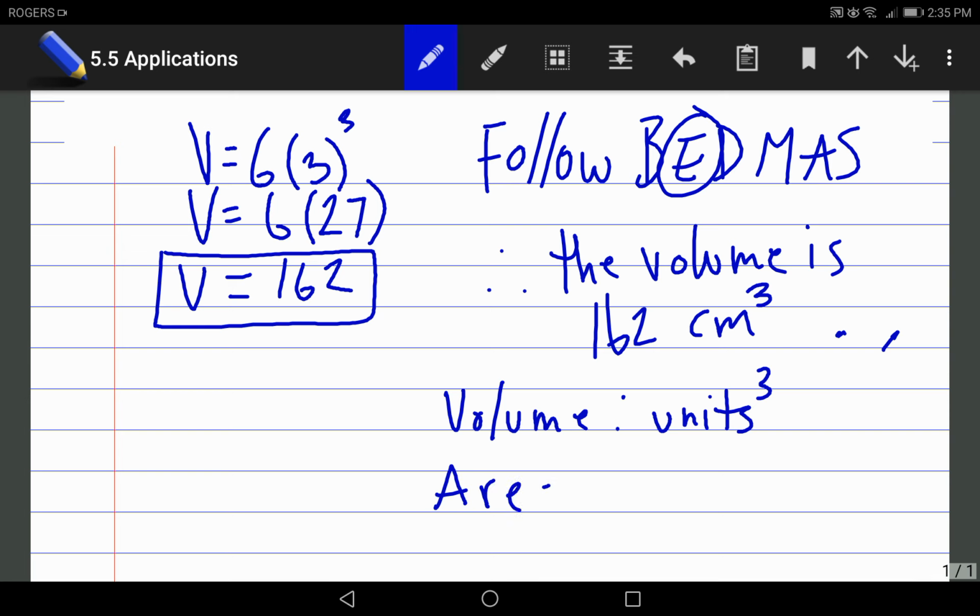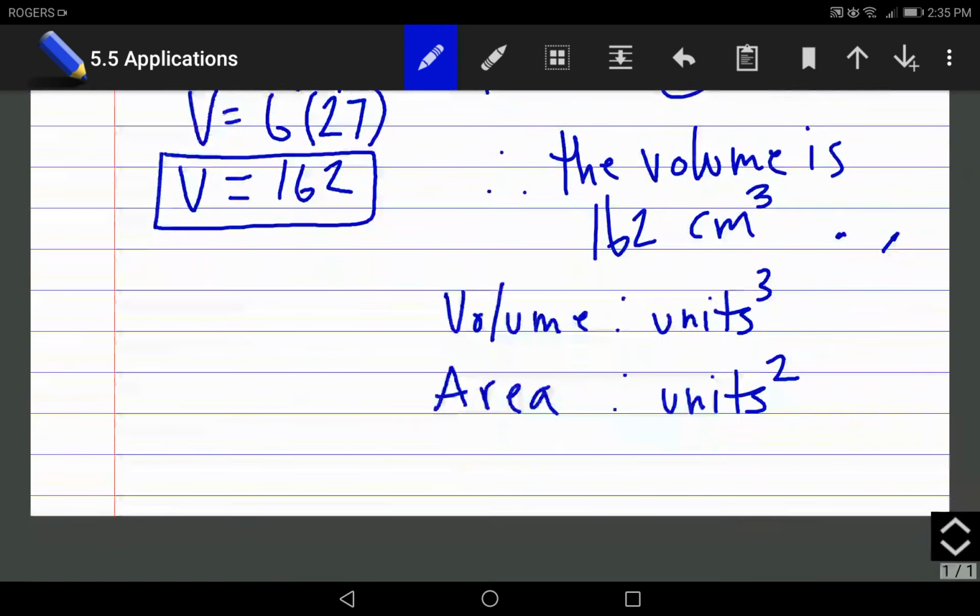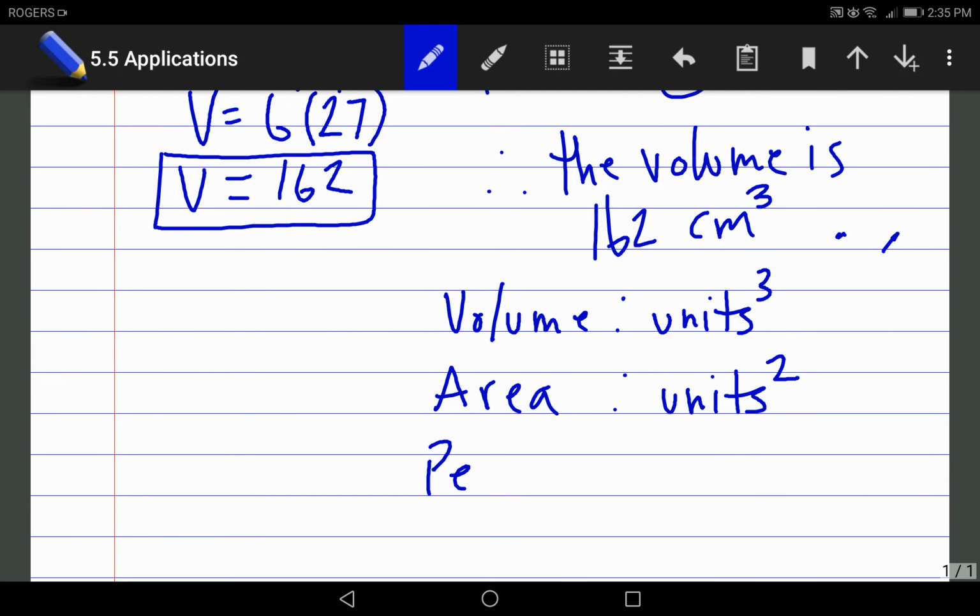Area is whatever your units are, squared. And perimeter is just your units to the power of 1, but you wouldn't write to the power of 1. Okay? So if it's a volume question, make sure you have cubed at the end of your units. If it's area, make sure you have squared at the end of your units. And if it's perimeter, you just need to put your units.